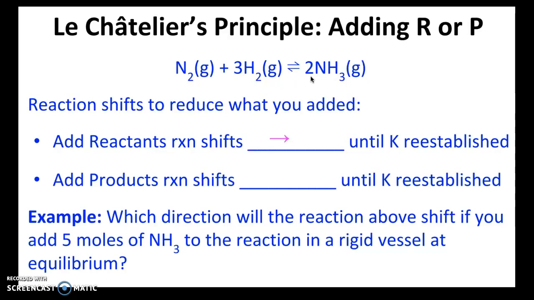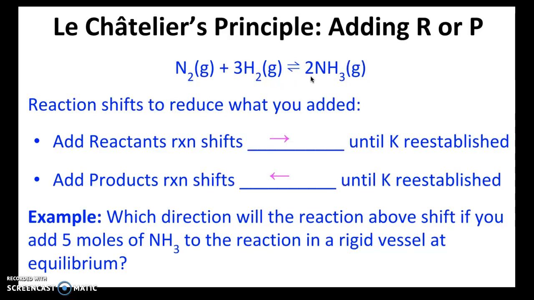Let's say the reverse happens. Let's say you add product. Same sort of thinking will occur. If you add product to a reaction that's already at equilibrium, it's like, whoa, I have too much product now. It needs to get rid of that product to get back to equilibrium. The only direction that will get rid of the product is to shift to the left, because when you shift to the left, you use up the product to make the reactants.